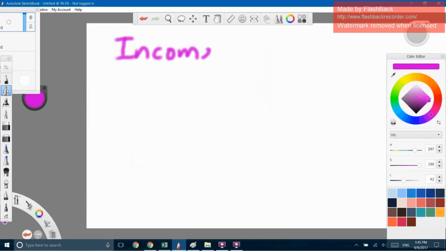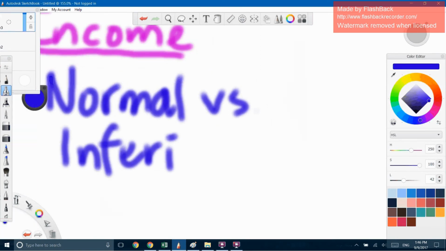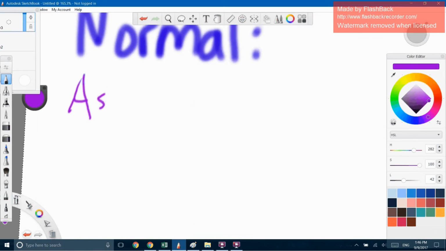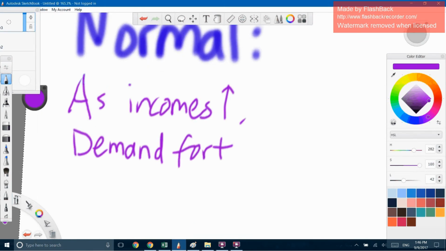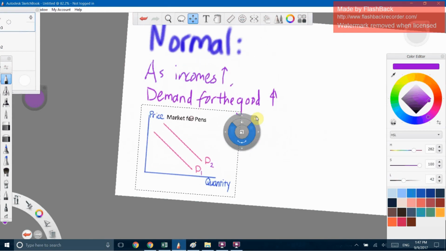Now let's talk about income. So there's two types of goods. There's normal and inferior goods. Most goods are normal. And normal means as incomes increase, demand for the good also increases, which makes sense because if you have more money, then you're more likely to buy more stuff.